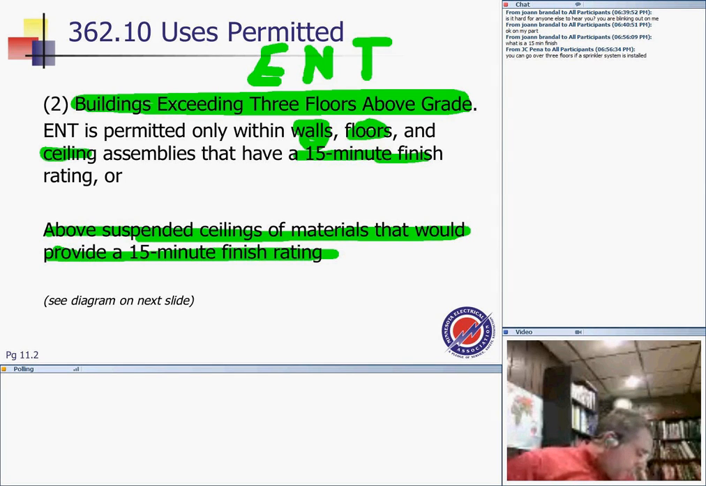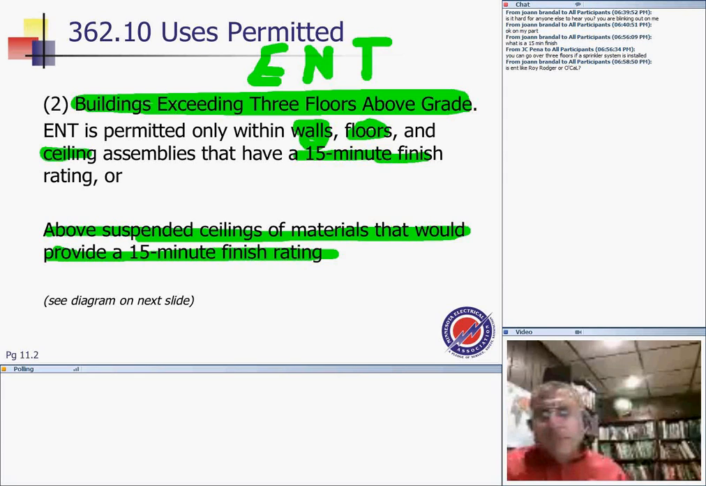Above 3 floors, basically you have to conceal them. Put them above removable floors or ceilings, guys. That's considered, well, it's not concealed, but it shall be permitted to be used within walls, floors, or ceiling, exposed or concealed, if it's sprinklered. Otherwise, if it's not, 15 minutes behind walls.